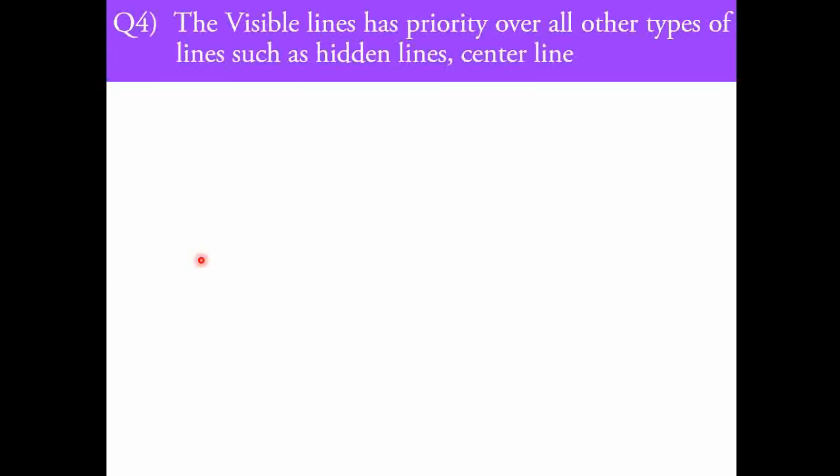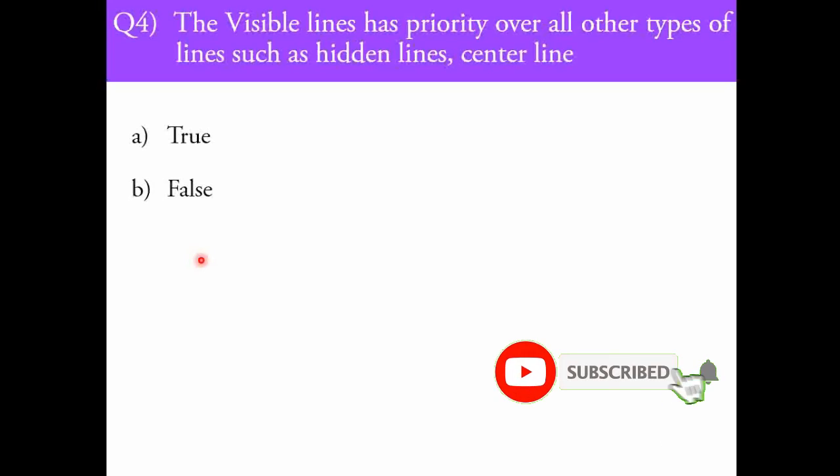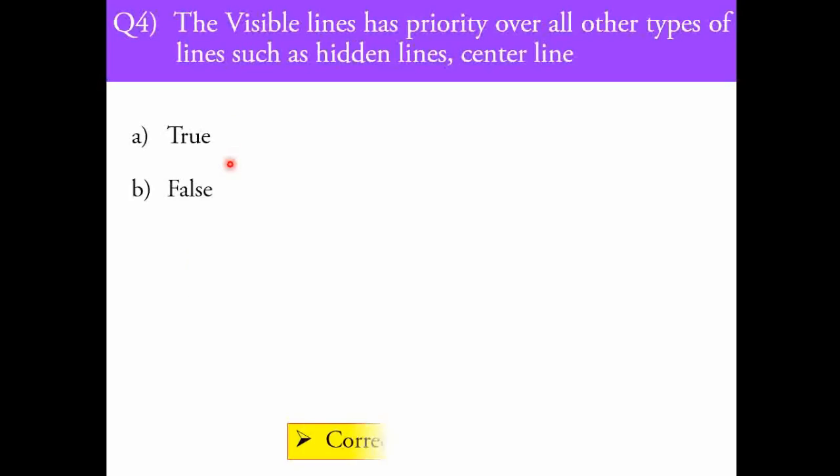Okay, the question is whether the visible line has priority over all other types of lines such as hidden lines or center lines. Means when we are going to draw any diagram, 2D or 3D, the preference will be given to the visible line over the hidden line or center line. So that is the question. The visible line is always given the preference, so the answer is correct, that is option A, true.